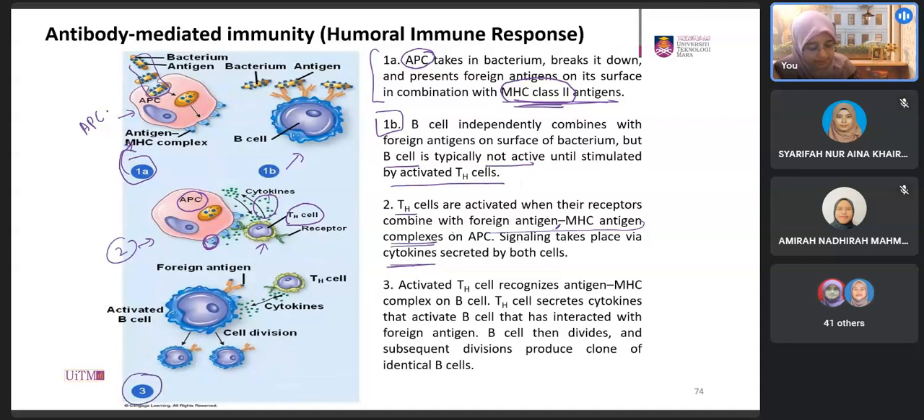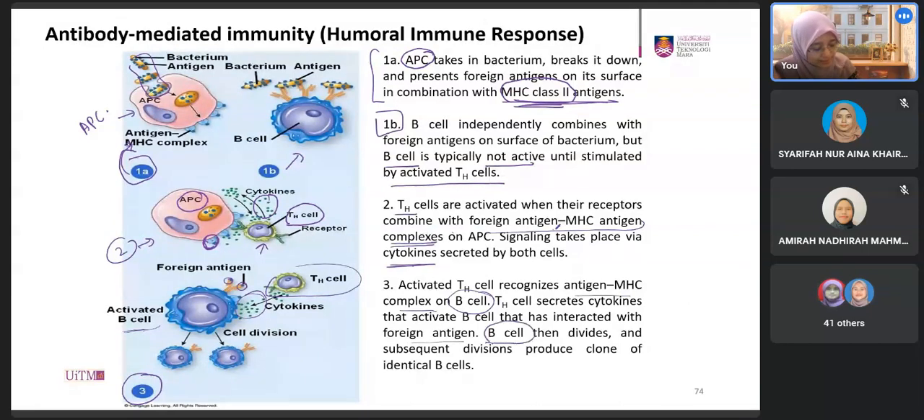Okay, so number 3. Once the helper T cell is activated, helper T cell recognizes antigen MHC complex on B cell. So this is the activated B cell because it is activated by the cytokines released by the helper T cell. The activated B cell, at this point, also presents foreign antigen from the same pathogen. So the helper T cell secretes cytokines that activate B cells that has interacted with foreign antigen. So B cell then divides.